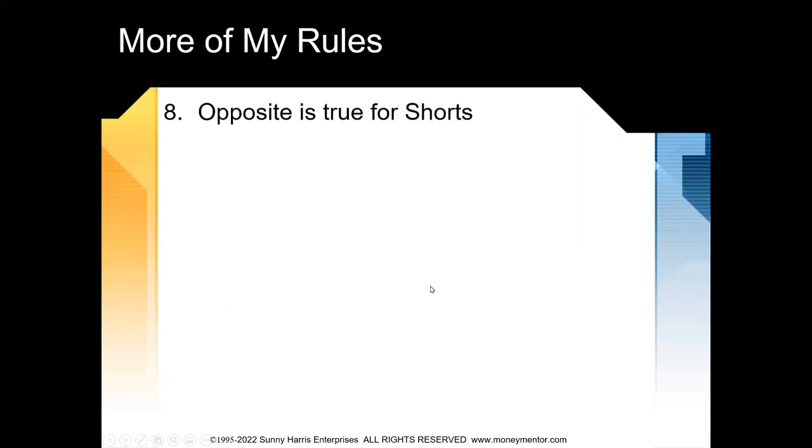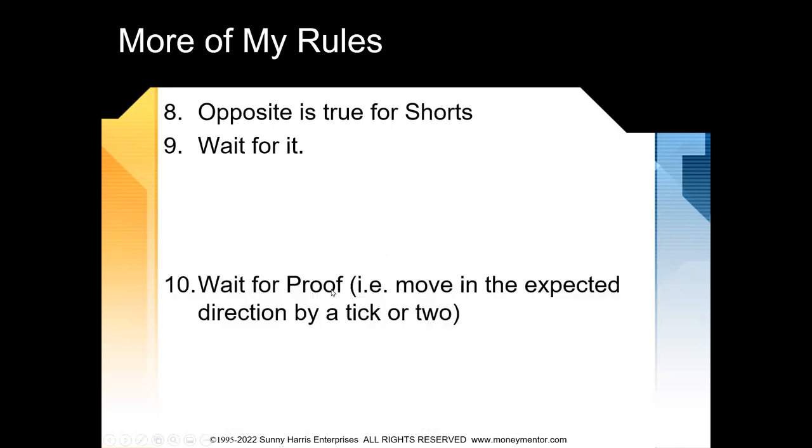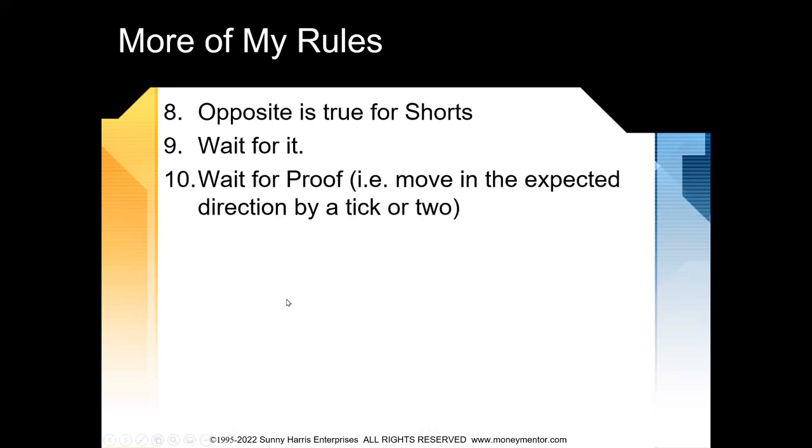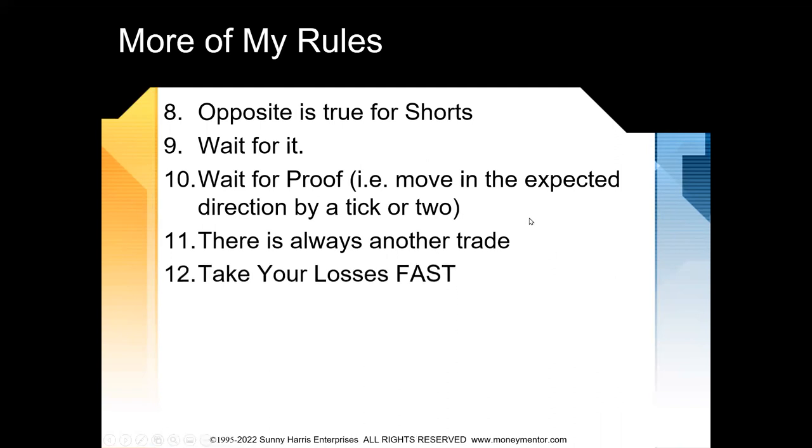Here we go, a few more rules. So the opposite obviously is true when you want to go short and wait for it. You must let price confirm any entry. So that's what I mean by proof. You want it to move in the expected direction by a tick or two. Price must always confirm any of my indicators. And remember, there's always another trade. Cut your losses fast and let your profits run.